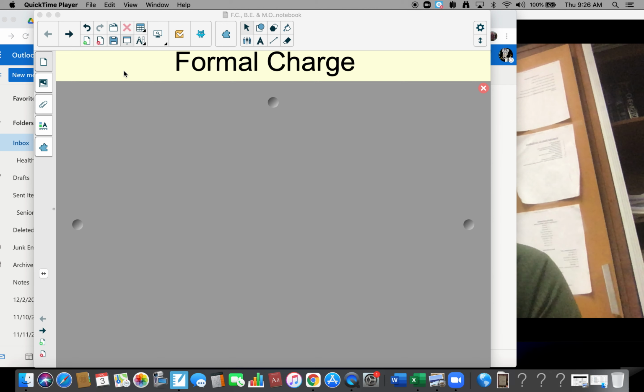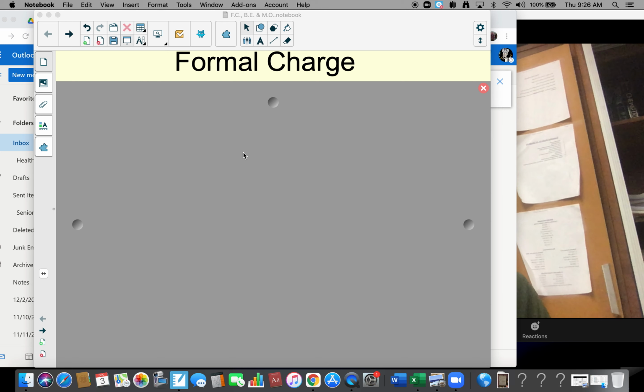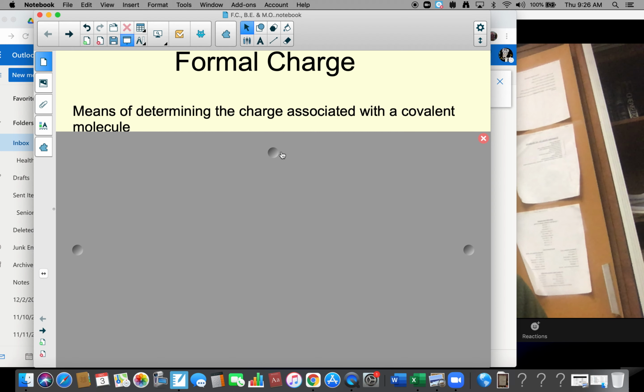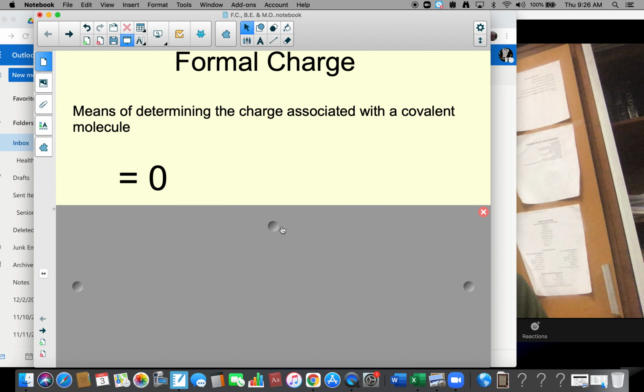An exciting, ever fascinating world of chemistry. We're looking at a few concepts to finish up bonding. The first one is formal charge. Formal charge is defined as a means of determining a charge associated with a covalent molecule. Now, in any correct neutral molecule, the total charge should equal 0.